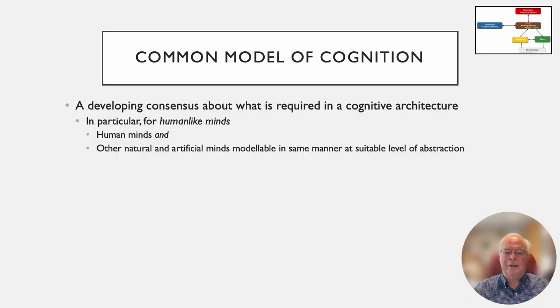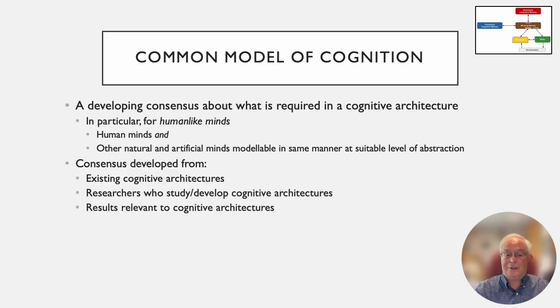The common model is a developing consensus about what is required in a cognitive architecture. In particular, it concerns what can be called human-like minds. That includes not only human minds, but other natural and artificial minds that can be modeled in a similar manner at a suitable level of abstraction. This need not include all AI or AGI minds, or even all natural minds, such as animal minds.